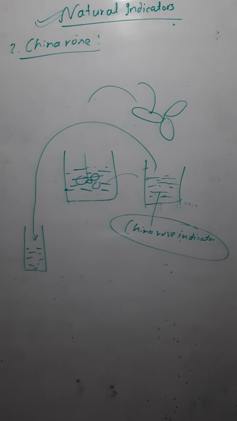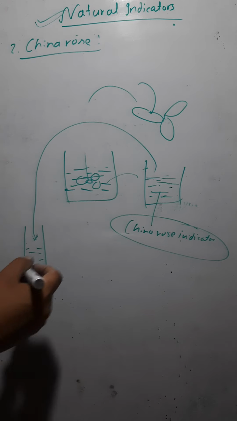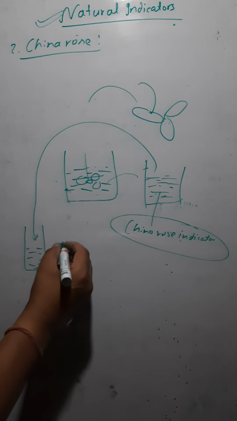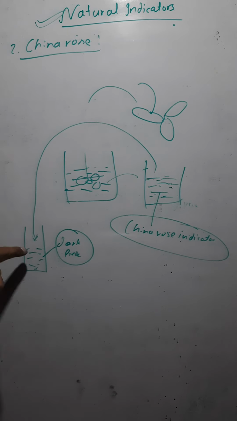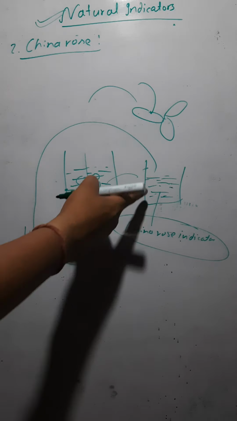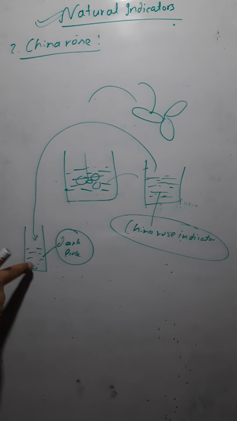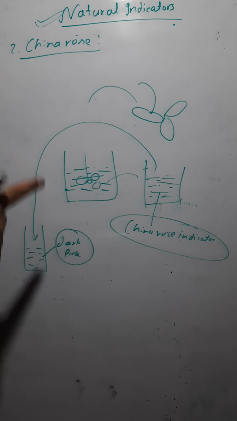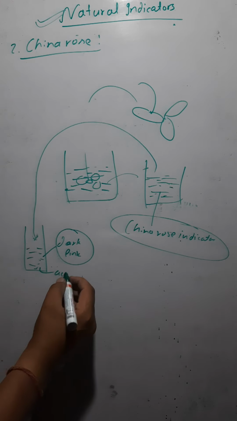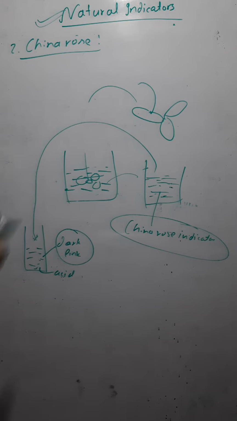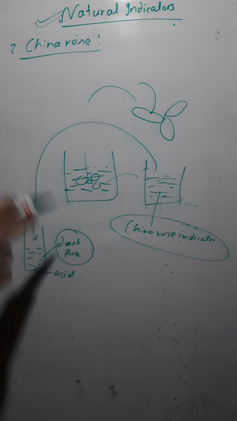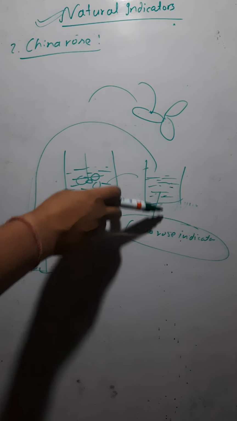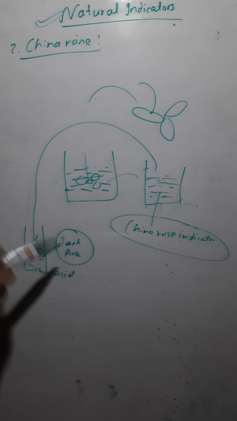Now if this solution, after adding China rose indicator, turns into dark pink color, then you would call this solution an acidic solution. So this is acid then. China rose indicator turns the acid into dark pink color.